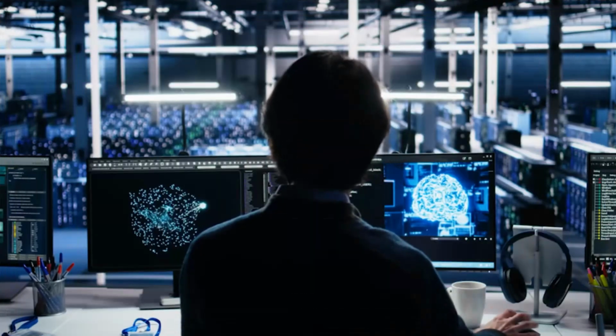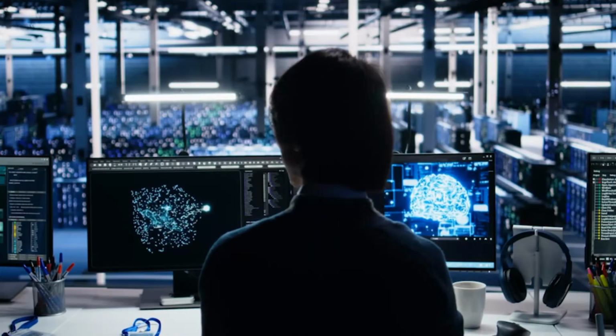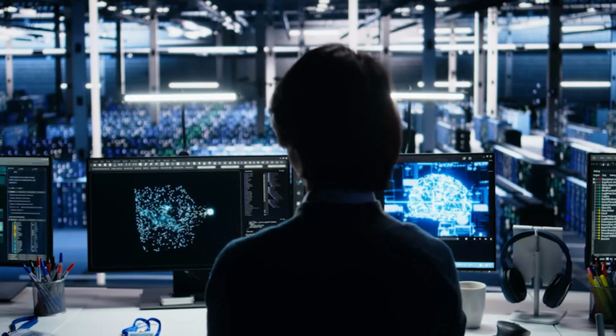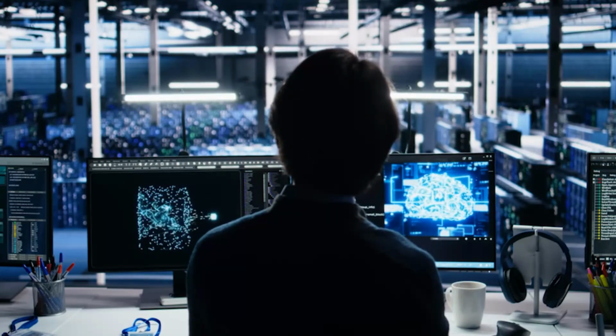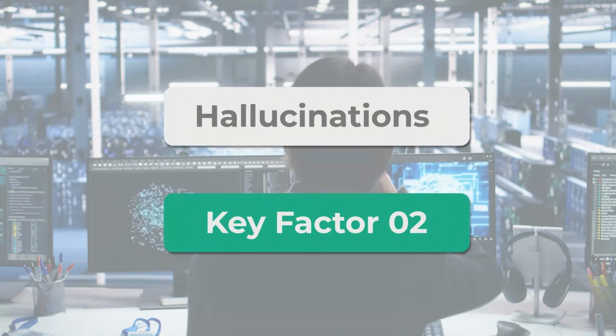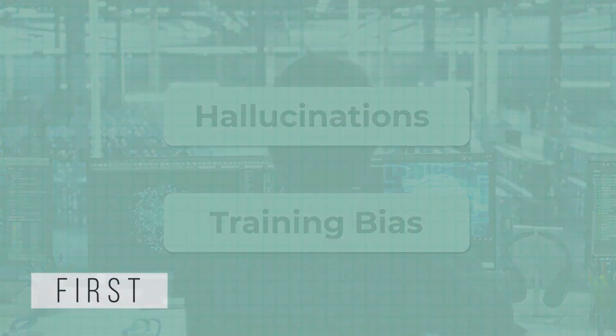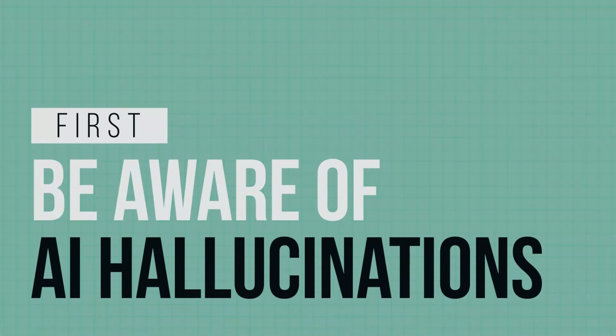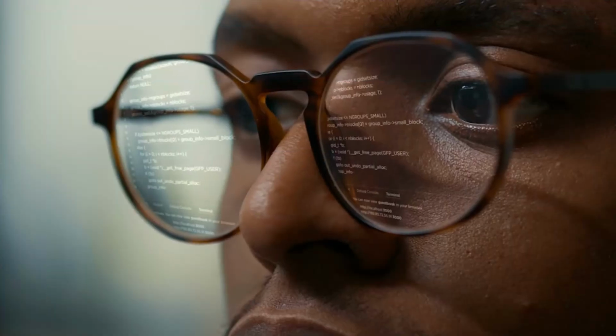To use ChatGPT effectively, it's important to understand how generative AI systems work and where they can go wrong. Two key factors to keep in mind are hallucinations and training bias. First, be aware of AI hallucinations.